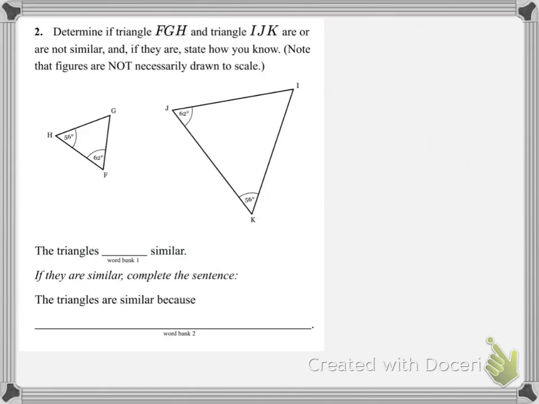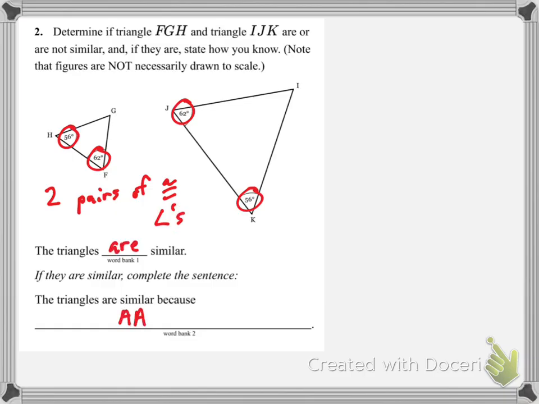Now, the next one says determine if triangle FGH and triangle IJK are or are not similar. If they are, state how you know. Let's see. I've got a 56 and a 56, so far so good. I've got a 62 and a 62. So again, two pairs of congruent angles. So the triangles are similar because of AA. That's easy enough.